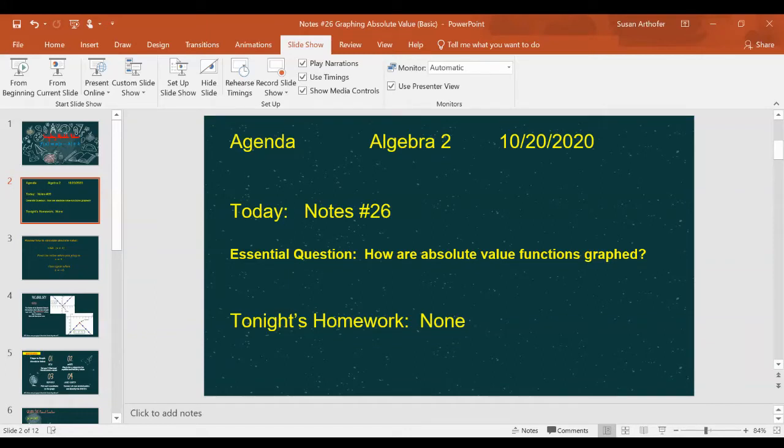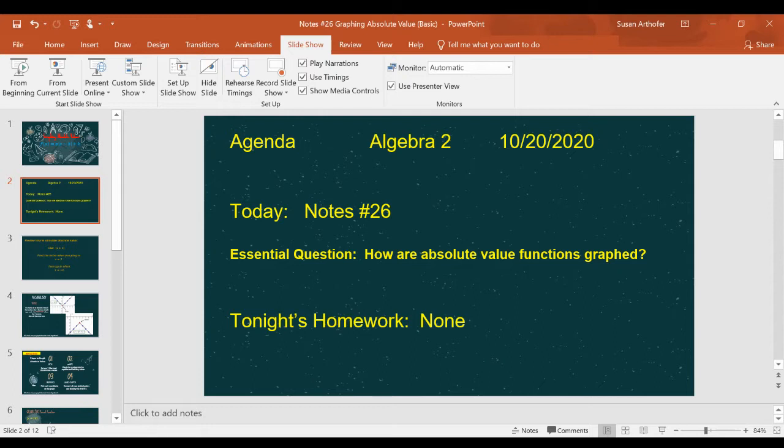Hello, Algebra 2. So this is the agenda for today, October 20th. We're going to do notes number 26, if you can take a piece of paper out. The essential question is, how are absolute value functions graphed? And there's no homework for tonight.